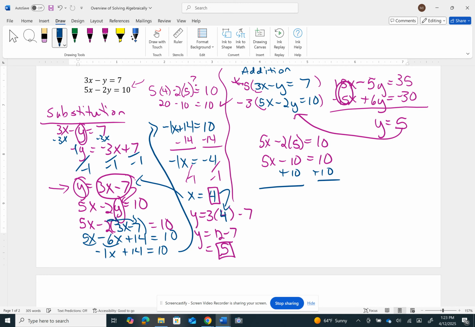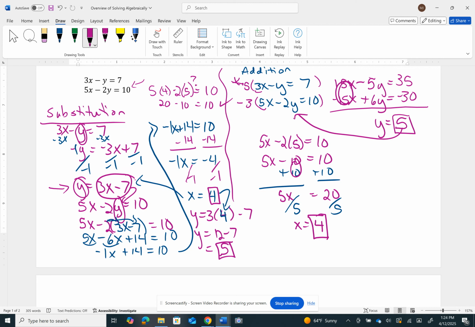We're just solving now for x. That gives us 5x equals 20. And then when we divide by 5, we get x equals 4. So that's how it would look if I had solved that question using the addition method. I want you to know both, but if it says to solve using a particular method, it doesn't really matter which one, as long as you use an algebraic technique.